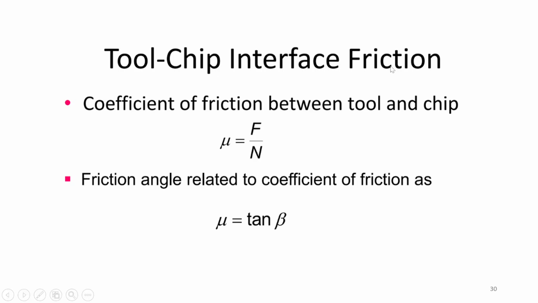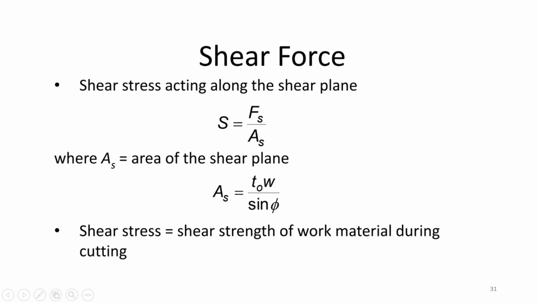Tool chip interface friction. Here the coefficient of friction between tool and chip is given as mu equals F upon N. F is the friction force, N is the normal force. Friction angle related to coefficient of friction can be given as mu equals tan beta. And shear stress acting along the shear plane can be given as tau equals Fs upon As. Fs is the shear force, As is the area of the shear plane.